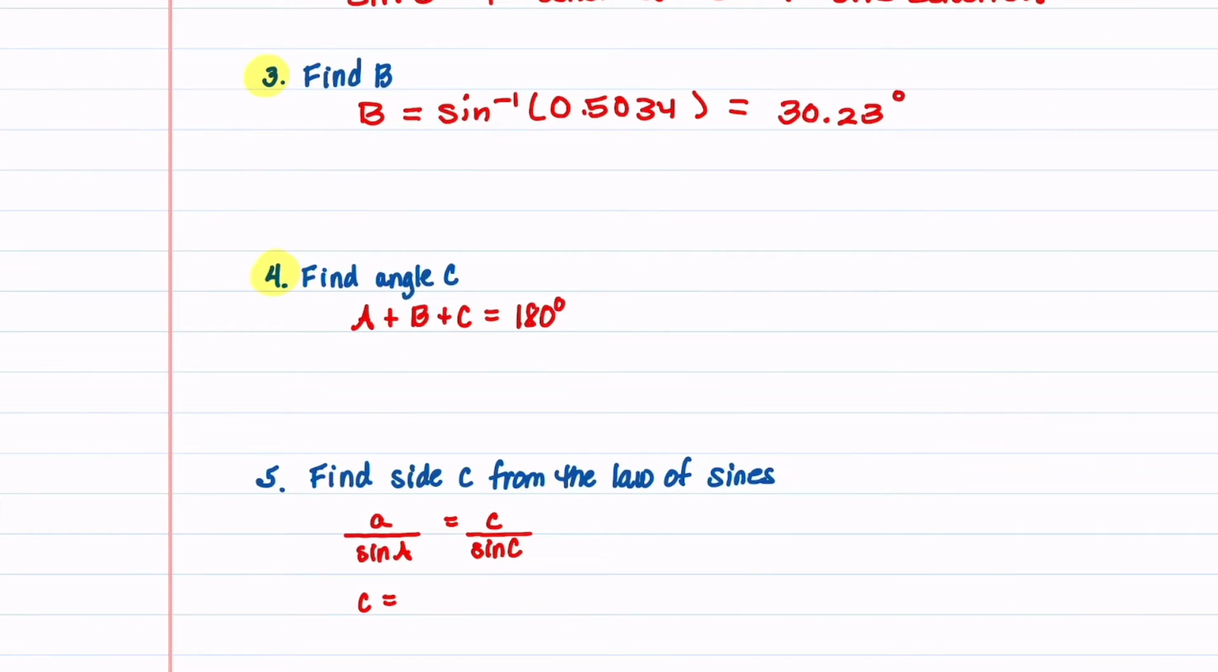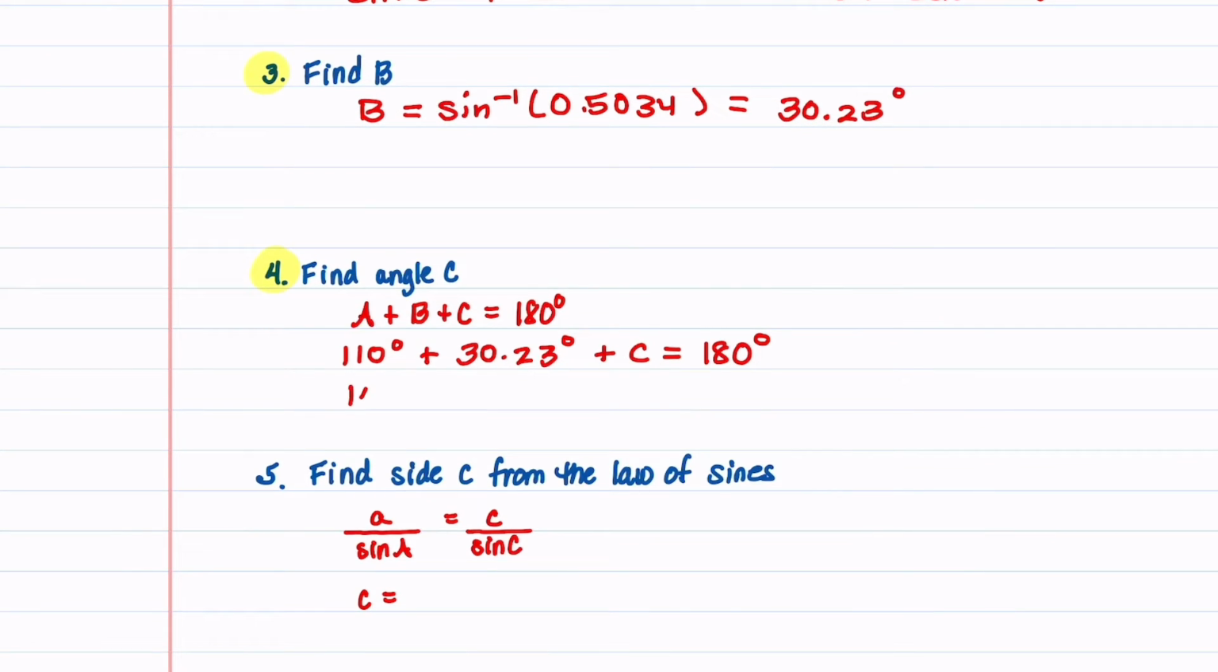Let's now find angle C. Angle A is 110. And then we add our angle B, which we just found to be 30.23 degrees, plus C is 180 degrees. This gives us 140.23 degrees, plus C is 180 degrees. So that tells us that C is equal to 39.77 degrees.